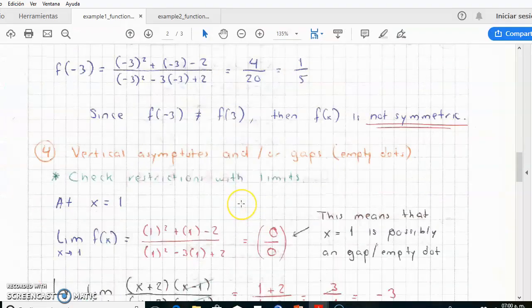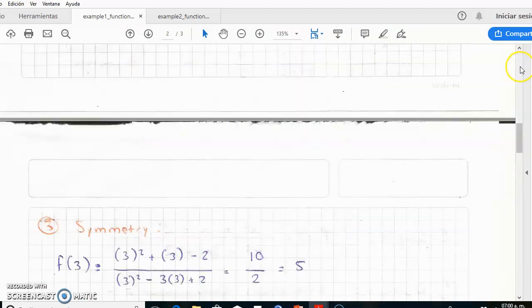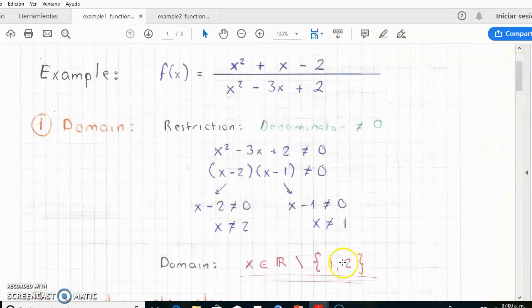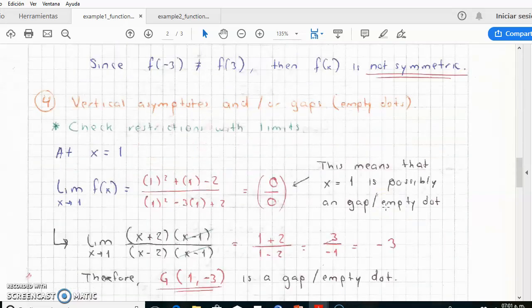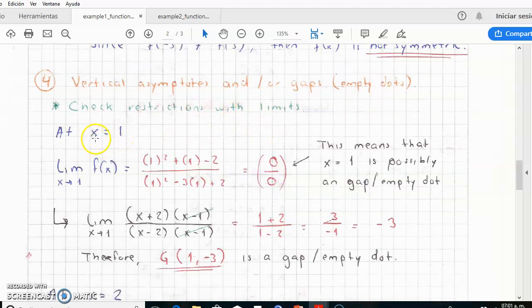In this function, we have two restrictions. If you remember, the two restrictions were 1 and 2. So, to analyze the fourth step, vertical asymptotes are our empty dots. Check the restrictions. First, let's check at x equal to 1.